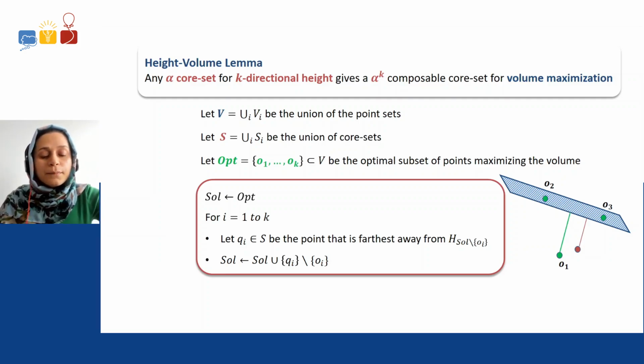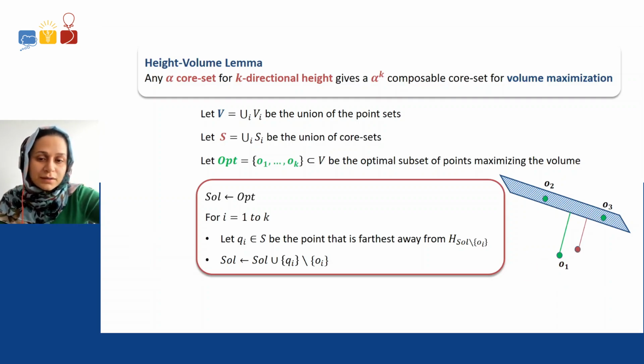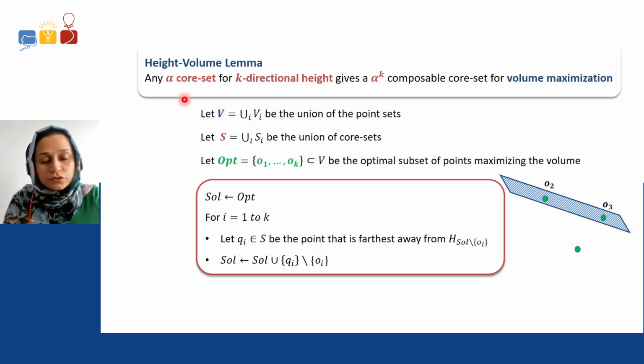Okay, so because the red points preserve maximum distances to all, including this particular k-1 dimensional subspace, I know that replacing O1 with this new point does not decrease the distance and therefore the volume by much. So it is decreased by at most a factor of alpha. Okay, so I do this replacement.